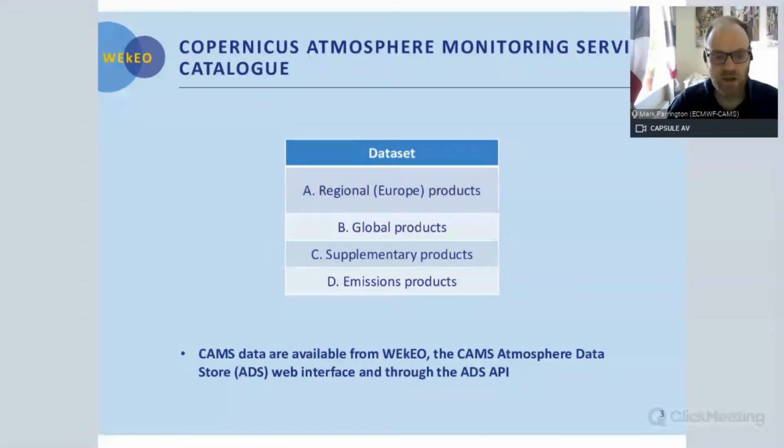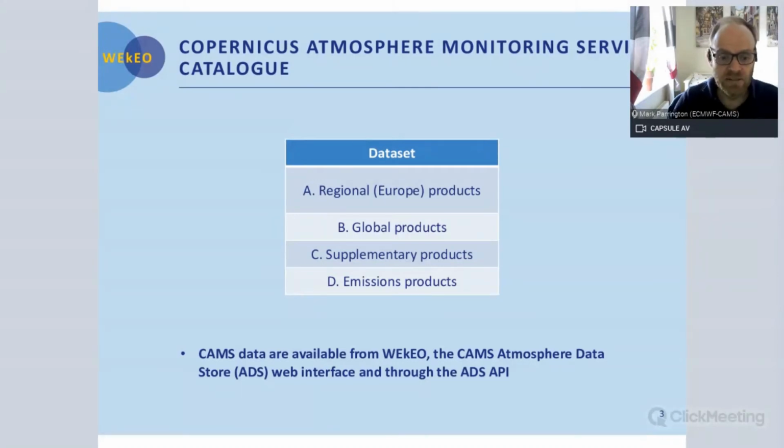Okay, so we have 4 main categories of data sets. These are regional European products, global products, some supplementary products, and emissions products. And I will go through each of these just to give you an idea of what's available. I should point out from the beginning that the inclusion and addition of CAMS data sets onto Wikio is not yet complete. It's still a work in progress, but we're slowly getting there.